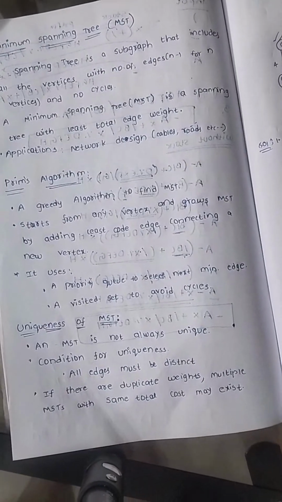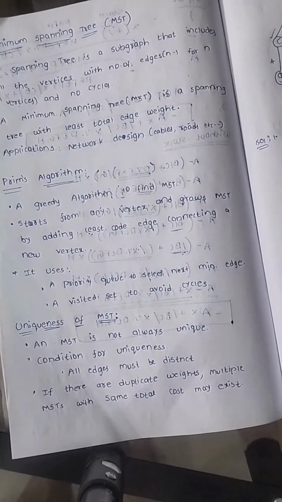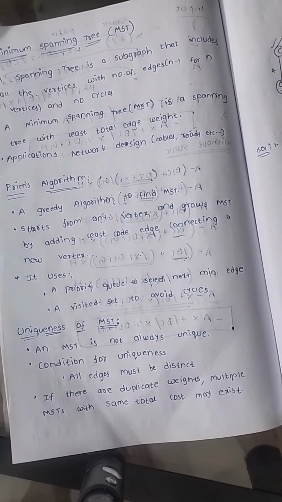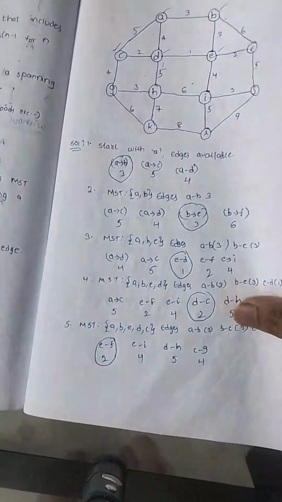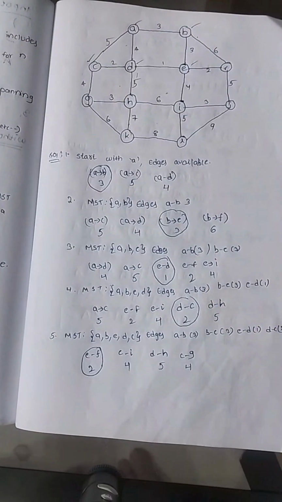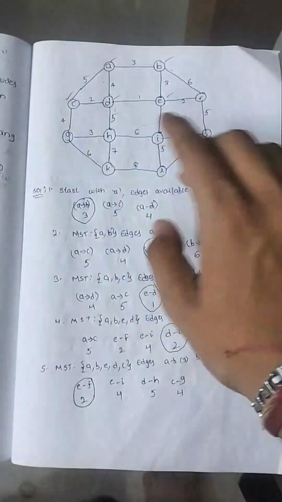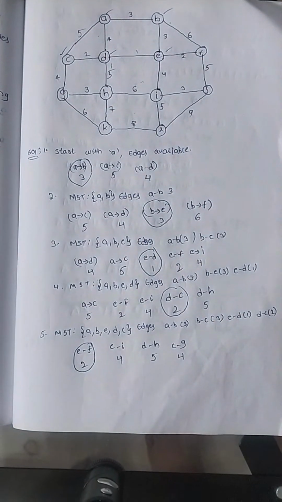It is the same as in Dijkstra's algorithm, where we find the shortest path; here we are minimizing the total cost. The same things we will be doing here. I am just giving a brief on Prim's algorithm. We are starting with A and checking all other nodes.